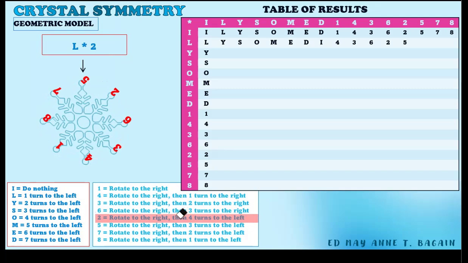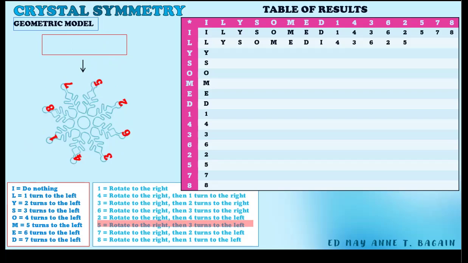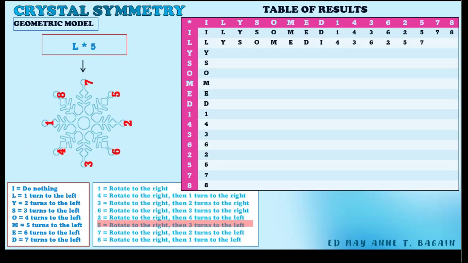We will be rotating it to the right and then 3 turns to the left. So now we will be doing the counterclockwise already because we're moving to the left. So we are already moving to this side. Okay, or we will be rotating to this side. Let's check what will be the answer. If we do the L star 5, we have 7. Okay, so 3 turns, 1, 2, and then 3. Perfect.